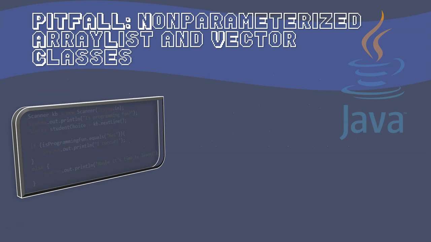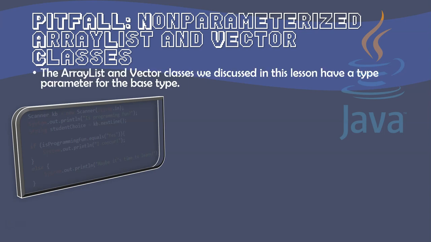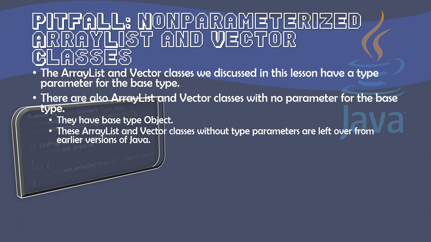Now, there is a quick pitfall before we can dive fully into these classes. We want to first recognize that there are non-parameterized versions of things like ArrayList and the vector class. The ArrayList and vector classes we have discussed in this lesson have a type parameter for the base type. There are also ArrayList and vector classes that do not have a parameter for the base type. That base type there really is just Object. These are actually left over from an older version of Java. And remember, in our previous lesson, we talked about how some things were different in Java 5.0. The same kind of thing applies here.